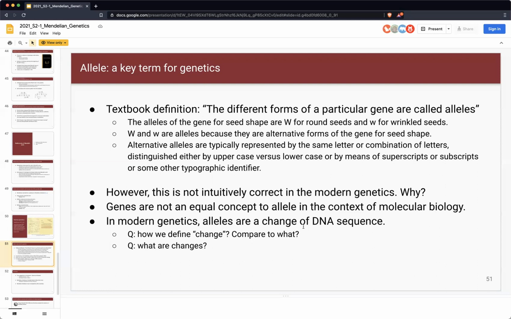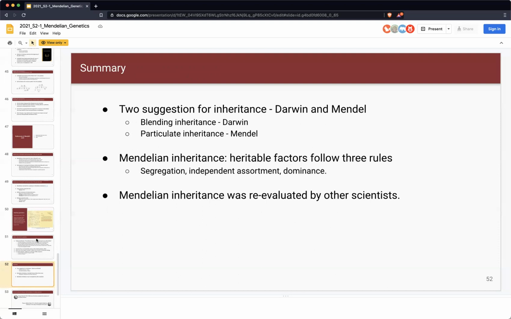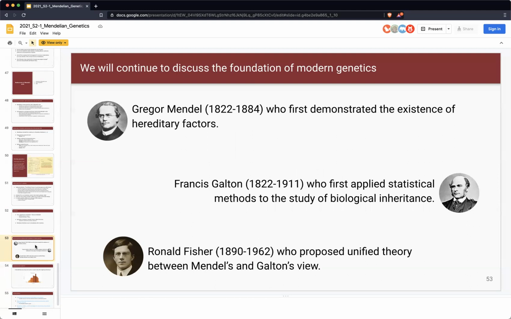Okay, so that is my key slide, and we can quickly recap today's class with this summary. We will continue to discuss the foundation of modern genetics from Gregor Mendel, Francis Galton, and Ronald Fisher in the next class. The next class will probably be amazingly difficult for most biology students, so you should read the slides and have questions before the class.